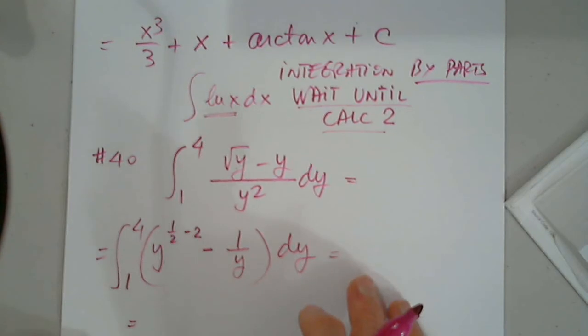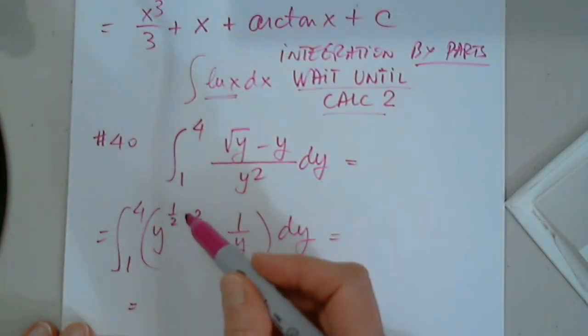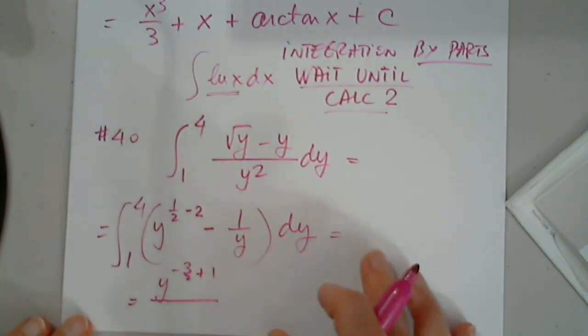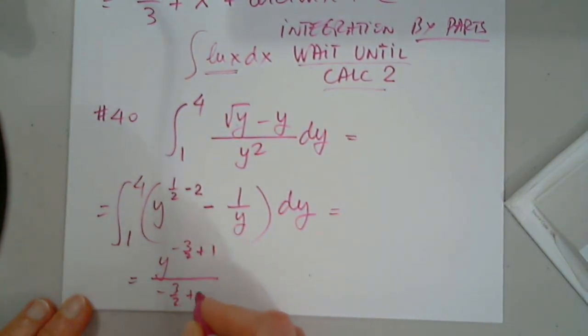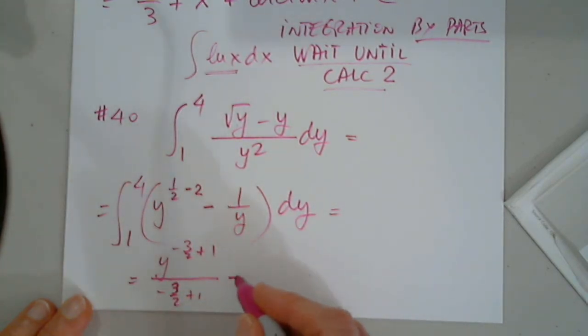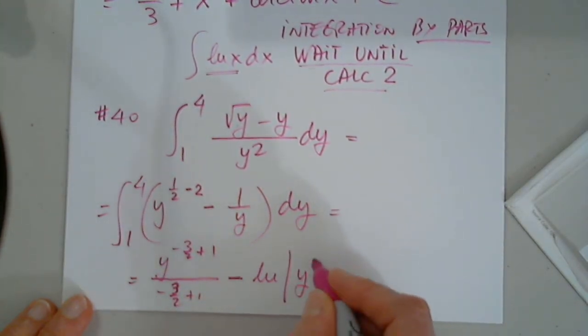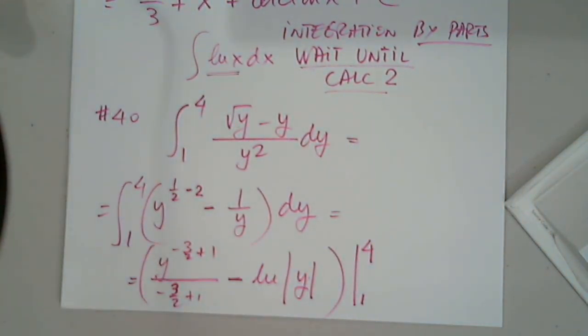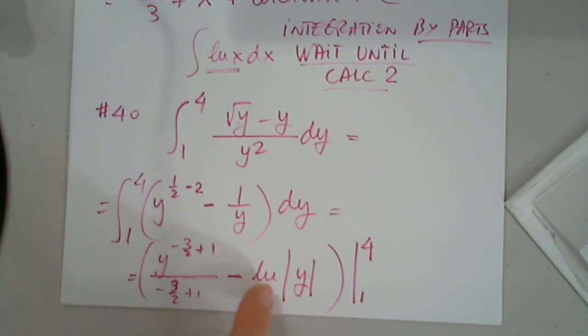Good. So then I have 1/2 minus 2 is -3/2. So y to -3/2 plus 1 over -3/2 plus 1. And then this one is minus natural log of the absolute value of y from 1 to 4. So the antiderivative of this, since the power is -3/2, it will be -3/2 plus 1 over the same identical number minus natural log of the absolute value of y.